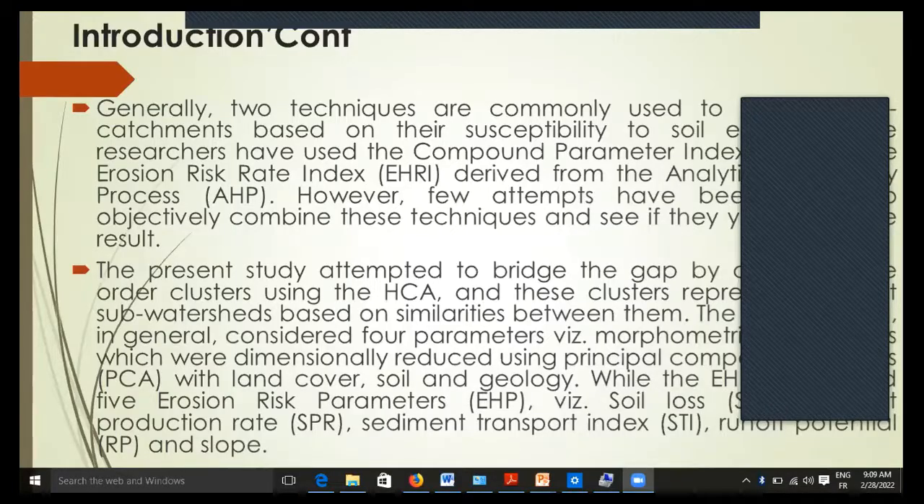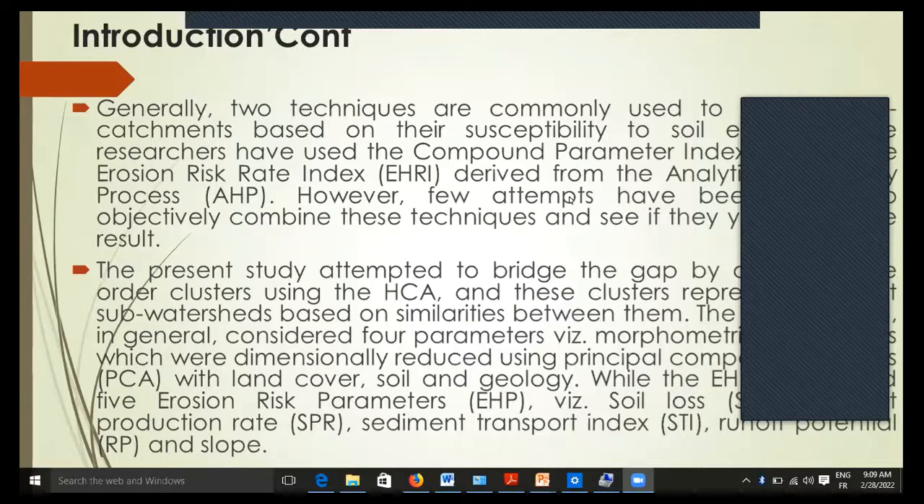Generally, several techniques are commonly used to assess watershed prioritization. Some researchers use the compound parameter index, and others use the AHP, the analytical hierarchy process. But few attempts have been made so far to combine and compare them in a single study and check whether they yield the same outcome. This was the research gap that we tried to bridge in this study.